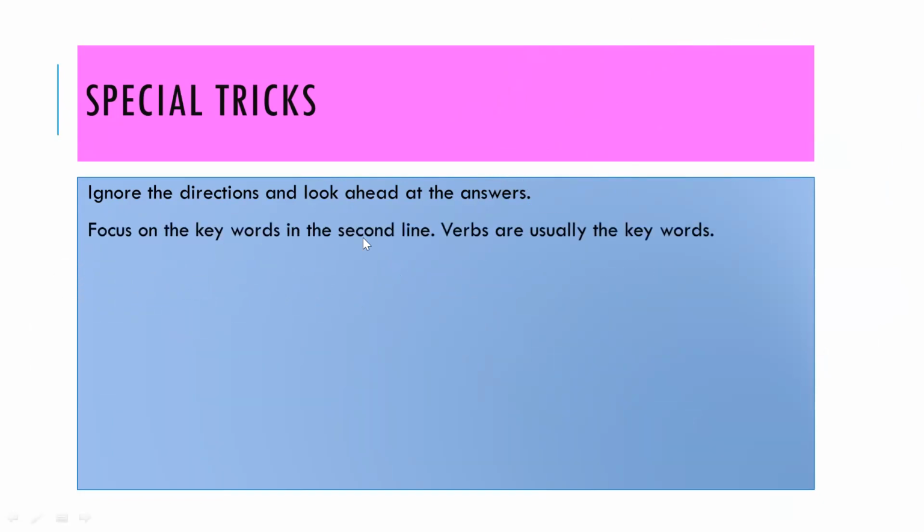You have to focus on the keywords in the second line, and verbs are usually the keywords. Then you should find synonyms of the keywords or ideas of the last line in the conversation. Here you are reminded again, don't listen and read the answers at the same time, because listening part A is a short conversation. You need greater focus and good concentration. If you listen and read the answers at the same time, you will not be able to concentrate well, because the conversation is short.